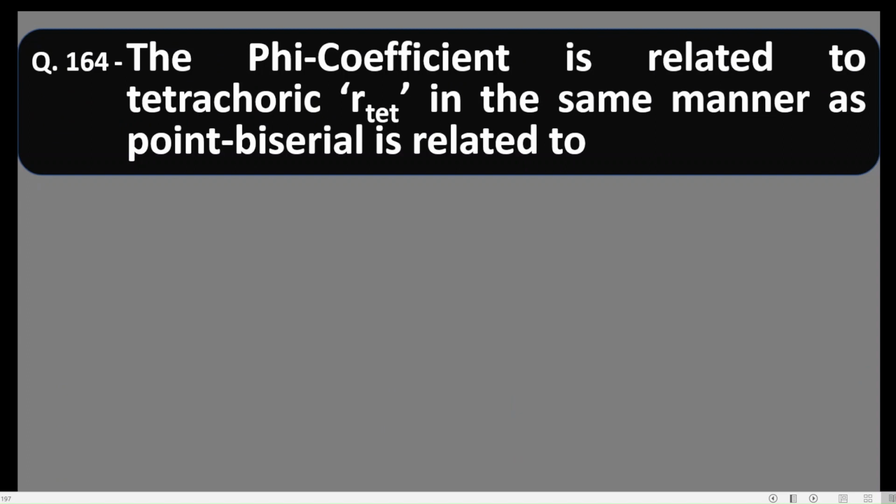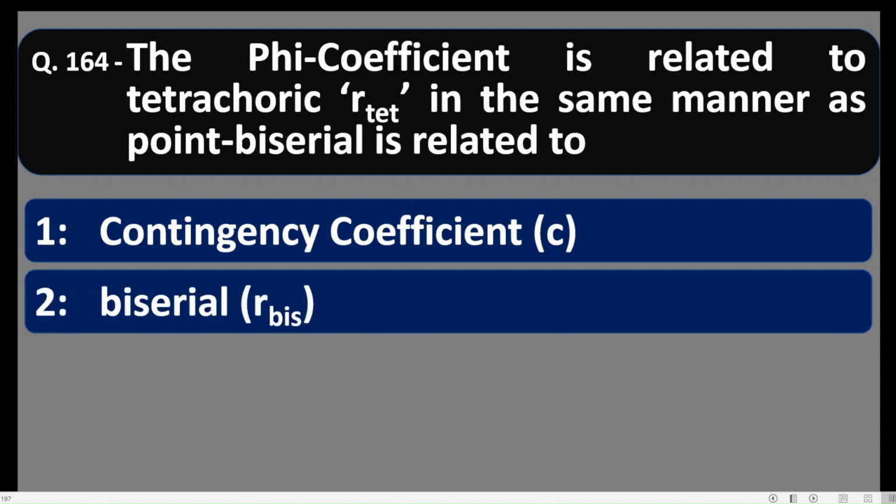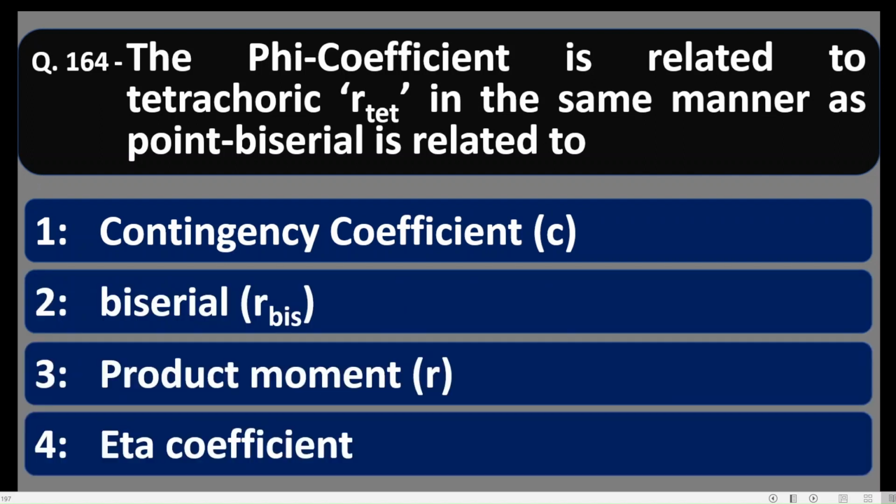Question number 164. The phi coefficient is related to tetrachoric r-tet in the same manner as point biserial is related to, let us see the options: contingency coefficient; biserial; number 3, product moment; number 4, eta coefficient. Friends, correlation coefficient is discussed here. Phi coefficient and tetrachoric correlation coefficient can be found only if both the variables are dichotomous and data related to both the variables are obtained in nominal scale. These are the similarities in phi coefficient and tetrachoric.